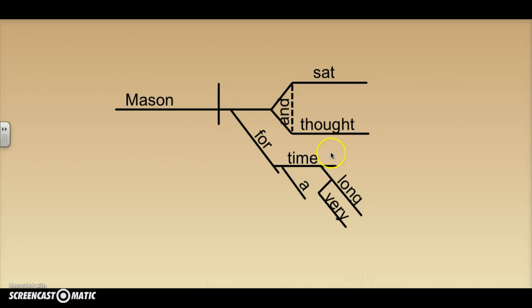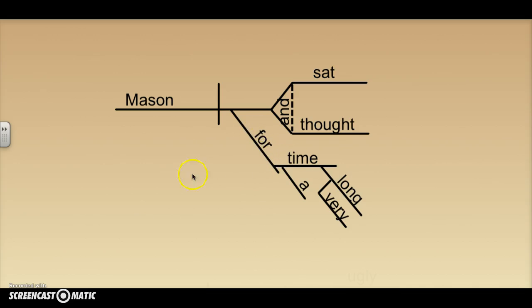Now, how he sat and thought was for a time. What kind of time? A very long time. Very is your qualifier here. A is your indirect, your article. And this could go under thought because that's what he did for a very long time. But I would say he both sat and thought for a very long time, in which case, if that's what I want to indicate, I put that off the horizontal line.